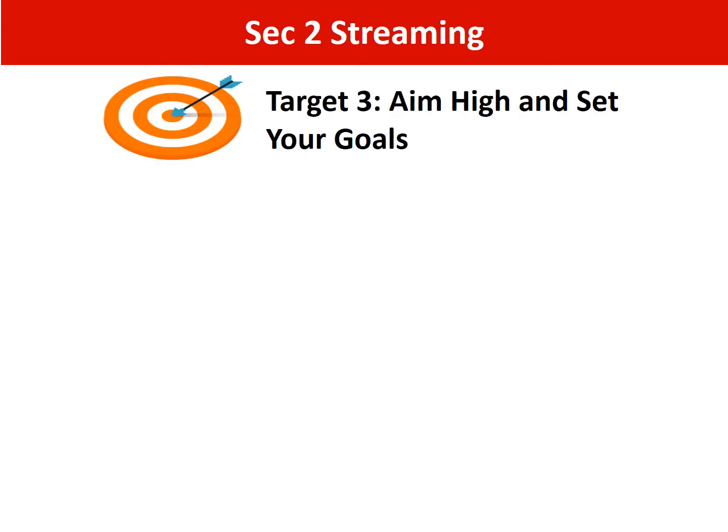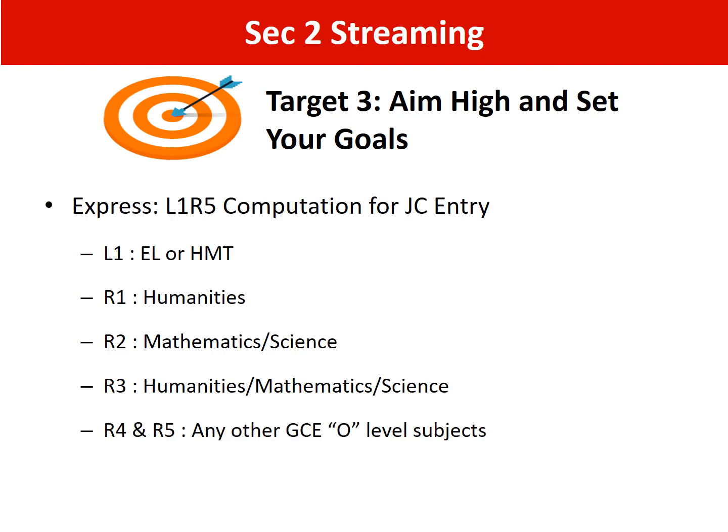We encourage all students to aim high and set your goals. L1 R5 is a competition for junior college entry. L1 is English or higher mother tongue. R1 is a humanities subject. R2 is a mathematics or science subject. R3 is a humanities or mathematics or science subject. R4 and R5 are any other GCE O-level subjects. You should set a target for L1 R5 of 10 points or less.